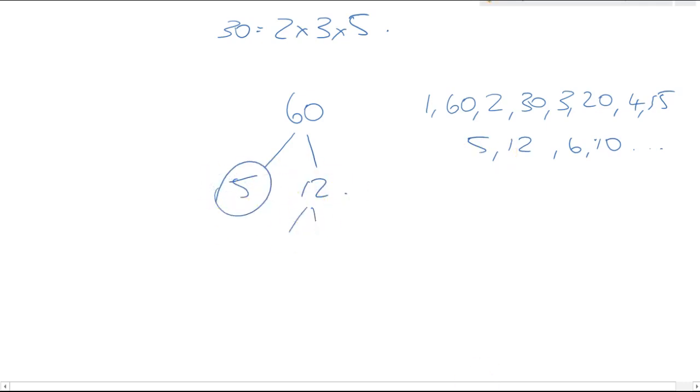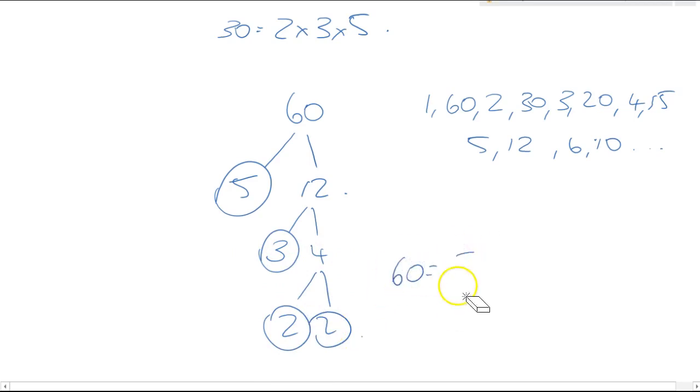Cool. Prime number in 5 straight away. Again, you could choose any number of factors here. You could do 2 and 6 or 3 and 4. Let's do 3 and 4. Prime number in 3, 2, 2. Okay, so my final answer, 60 equals 5, oh, whoopsies, ascending order, silly miss.